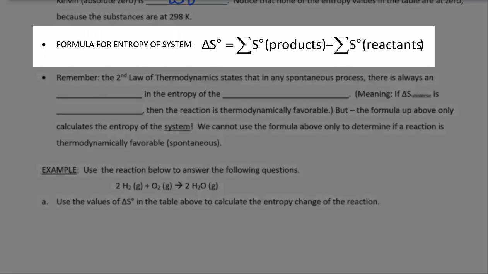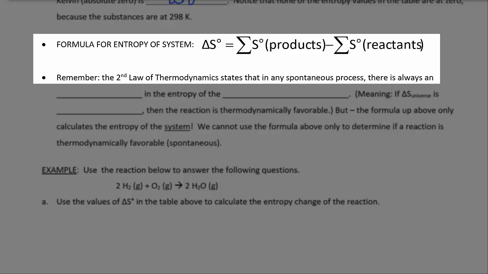So the formula for the entropy of a system is delta S is equal to the sum of all the entropy of the products minus the sum of all the entropy of the reactants. This looks very familiar as far as delta H is concerned: the delta H of your products minus the delta H of your reactants.